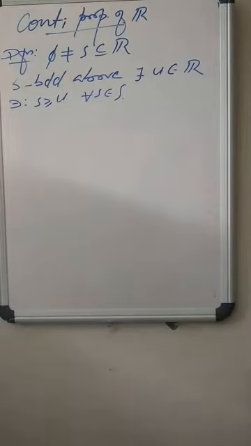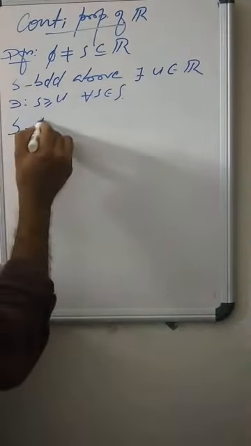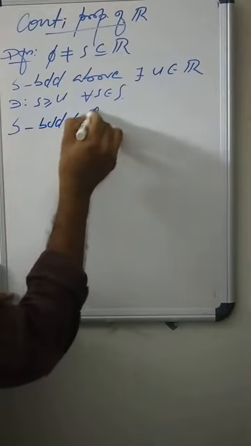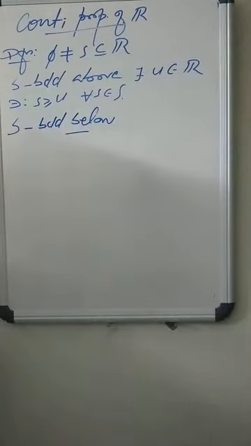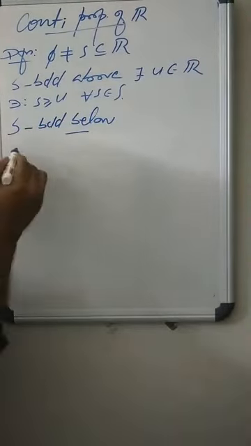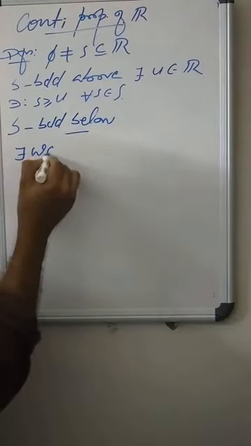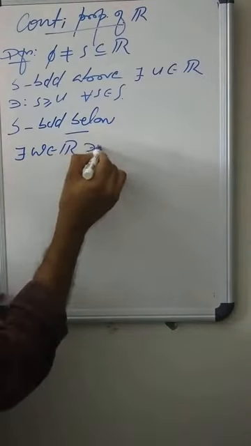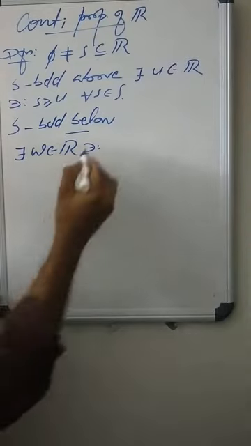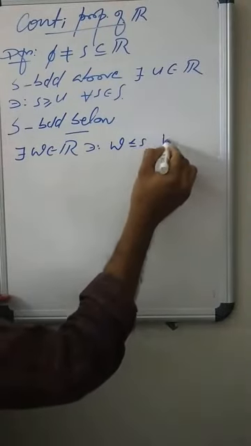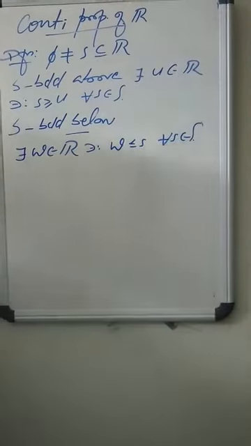By the same token, what is an upper bound? S is bounded above means S has an upper bound. Similarly, the set S is said to be bounded below if there exists some w in R such that w is less than or equal to s for all s in S.